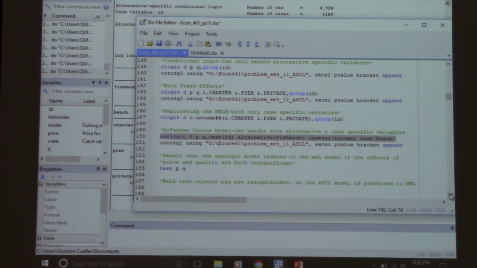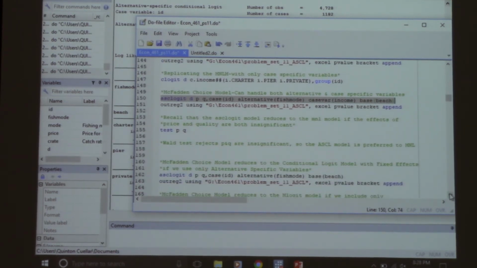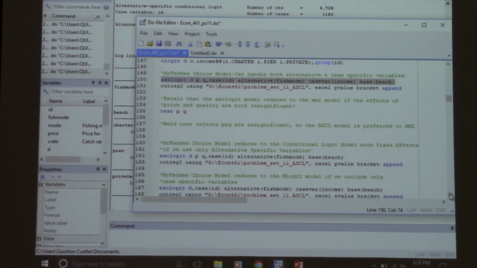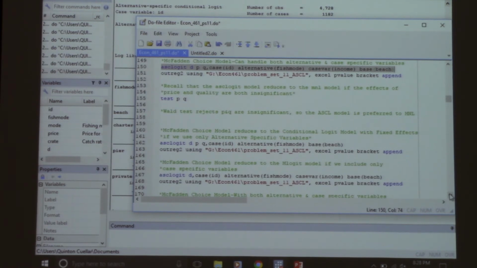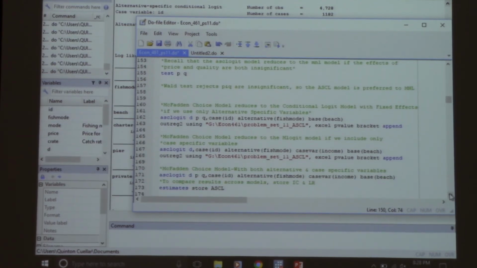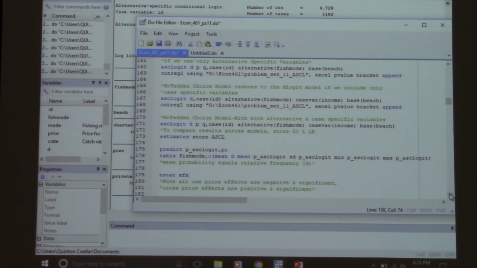Let's see, can we test this? Let's see. McFadden choice model reduces to the conditional logit with fixed effects if we only use our alternative specific variables. You know that. And compare those outputs. The McFadden choice model reduces to the multinomial logit model if we only include the case-specific variables. And, okay, we can get off that.